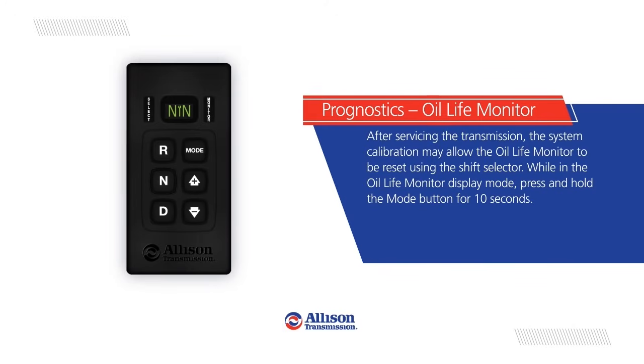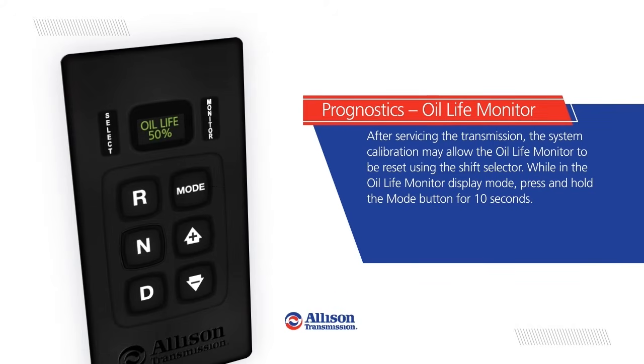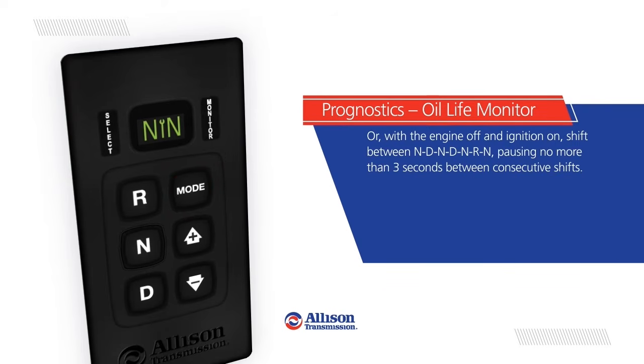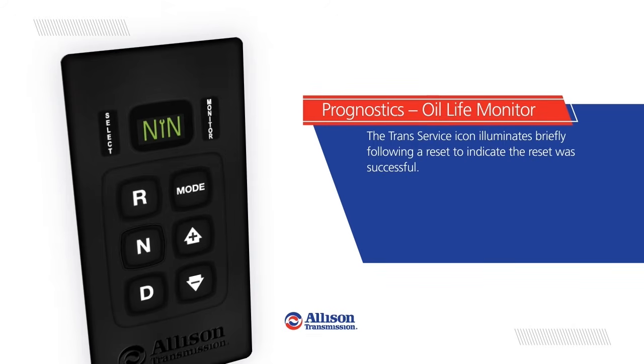After servicing the transmission, the system calibration may allow the oil life monitor to be reset using the shift selector. While in the oil life monitor display mode, press and hold the mode button for 10 seconds. Or, with the engine off and ignition on, shift between neutral, drive, neutral, drive, neutral, reverse, neutral, pausing no more than 3 seconds between consecutive shifts. The trans service icon illuminates briefly following a reset to indicate the reset was successful.